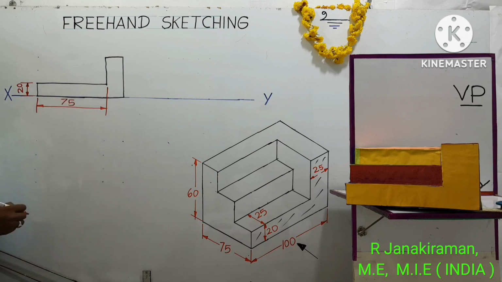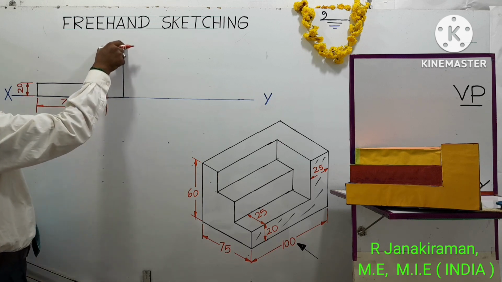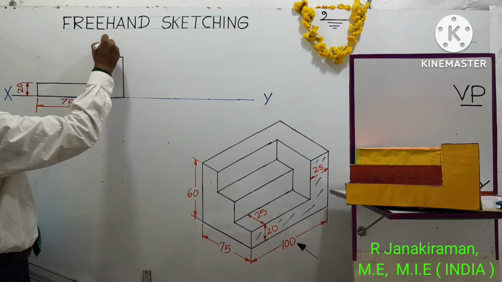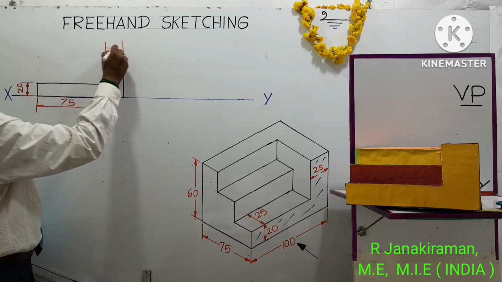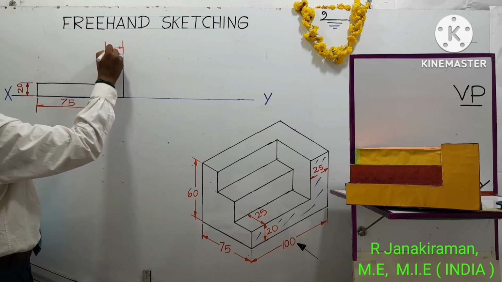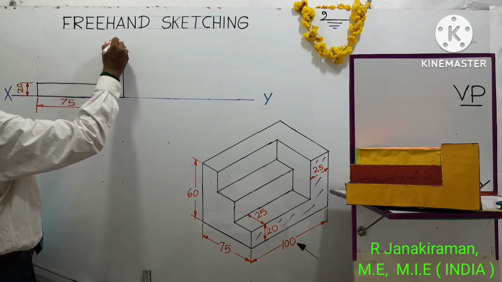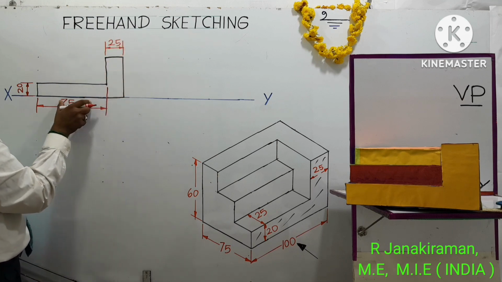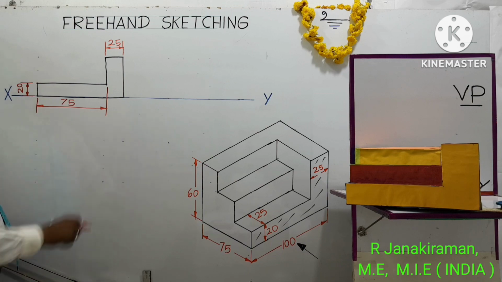Okay. Then this L-shaped part distance is given as 25 mm. Draw extension line. Draw dimension line. Provide arrow head, shade it. 25. So 25 plus 75 will be overall length of the object, 100 mm.